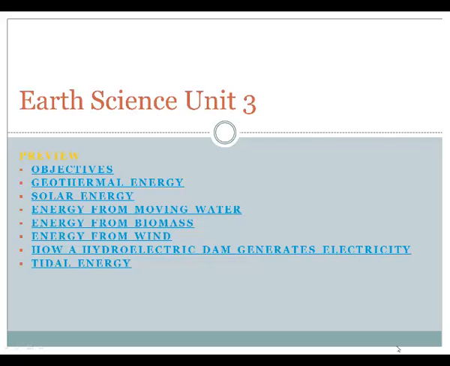Earth Science, Unit 3. In this lesson, we'll start off with our objectives. We'll talk about geothermal energy, solar energy, energy from moving water, energy from biomass, energy from the wind, and specifically we'll look at how hydroelectric facilities generate electricity, and we'll look at different types of tidal energy and how scientists feel that they can produce energy using the tides. Right now, most of that stuff is in the testing phases. We don't have very many large-scale tidal units actually producing electricity for us in our country.